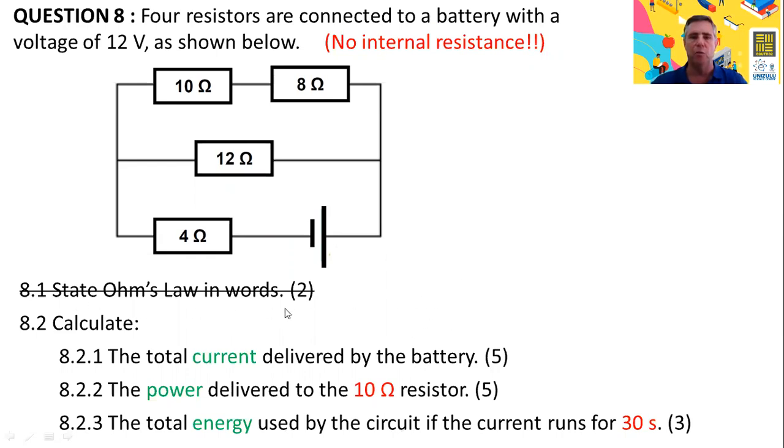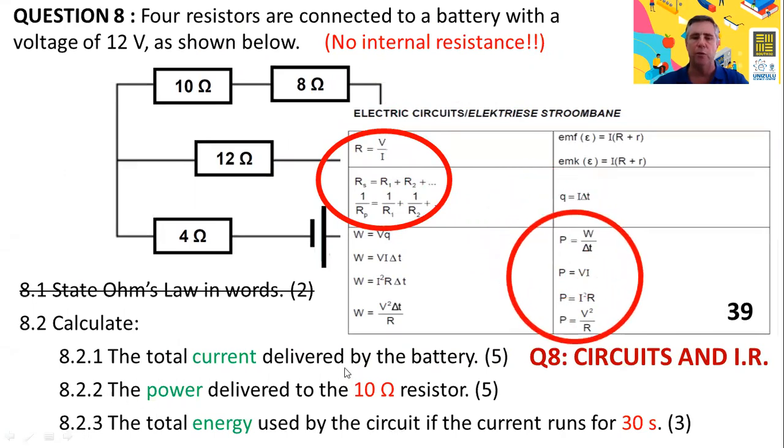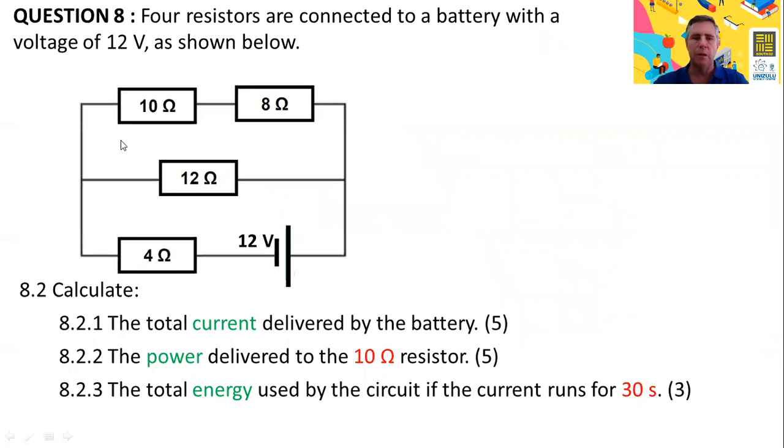Again, 8.1, state Ohm's law in words. That is straight recall, so I'm not going to do that one. Now, of course, you need to go straight to page 39, your equations and the circuits and internal resistance equations. You're going to be focusing on these ones, Ohm's law and the series and parallel equivalent resistance equations, and also for 8.2.3 and 8.2.2, your power and work equations there. But they're all given. You can ignore these internal resistance equations because you're told that this battery does not have an internal resistance.